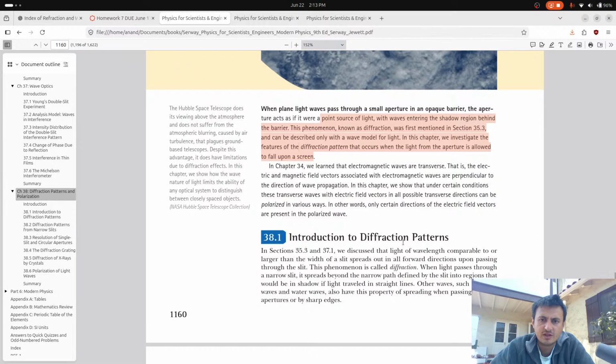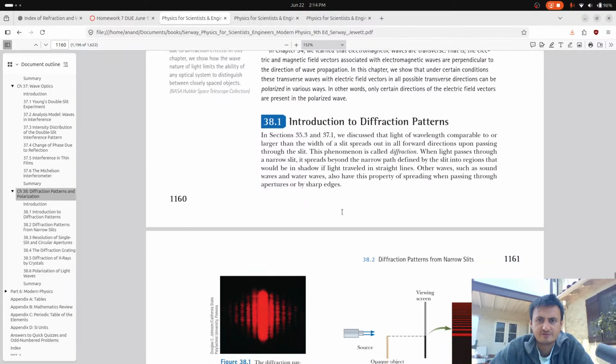We learned that electromagnetic waves are transverse. That is, electric and magnetic field vectors associated with the electromagnetic waves are perpendicular to the direction of wave propagation. In this chapter, we show that under certain conditions, these transverse waves with electric field vectors in all possible transverse directions can be polarized in various ways. In other words, only certain directions of the electric field vectors are present in the polarized wave.